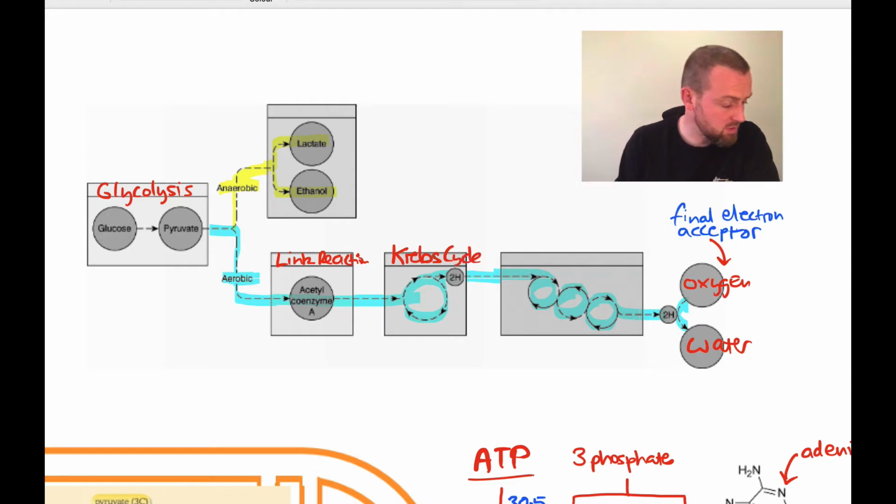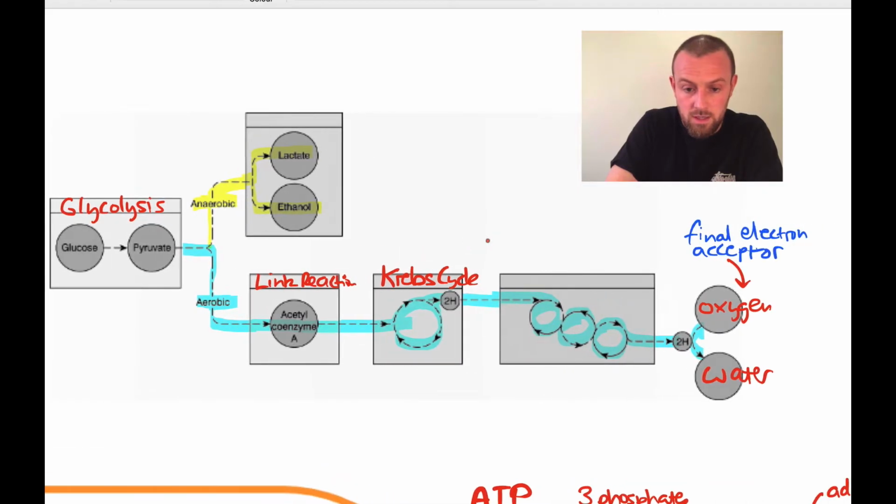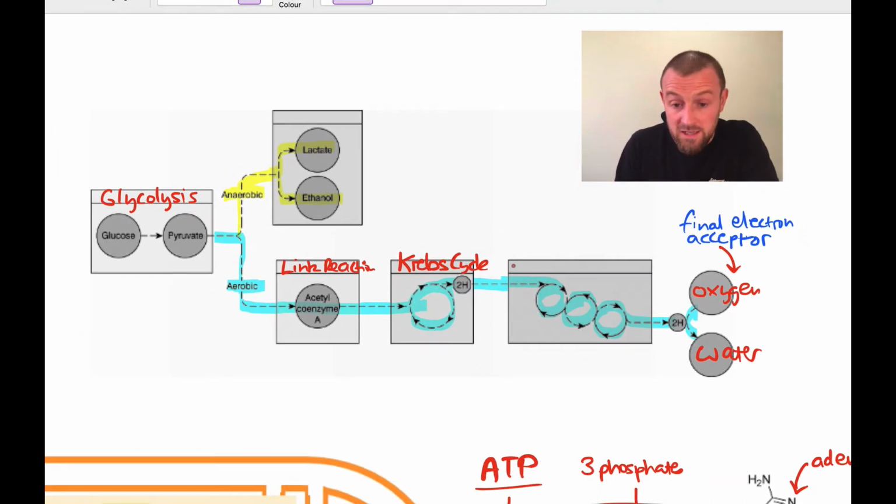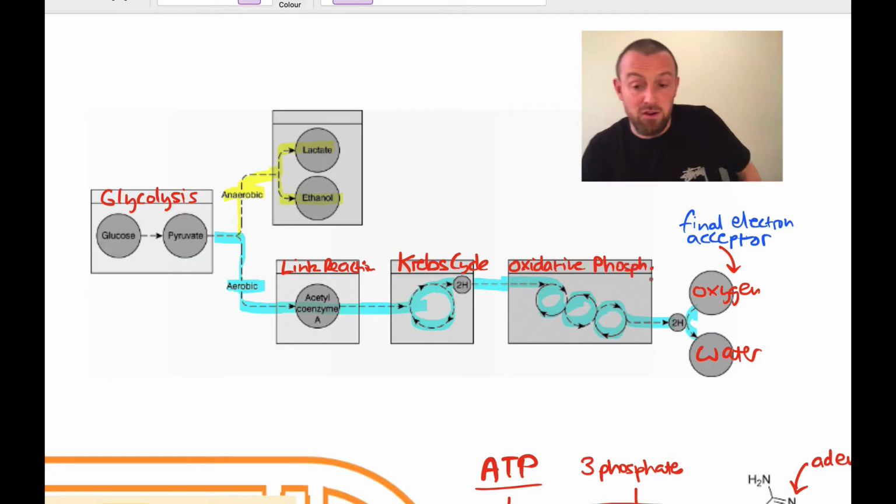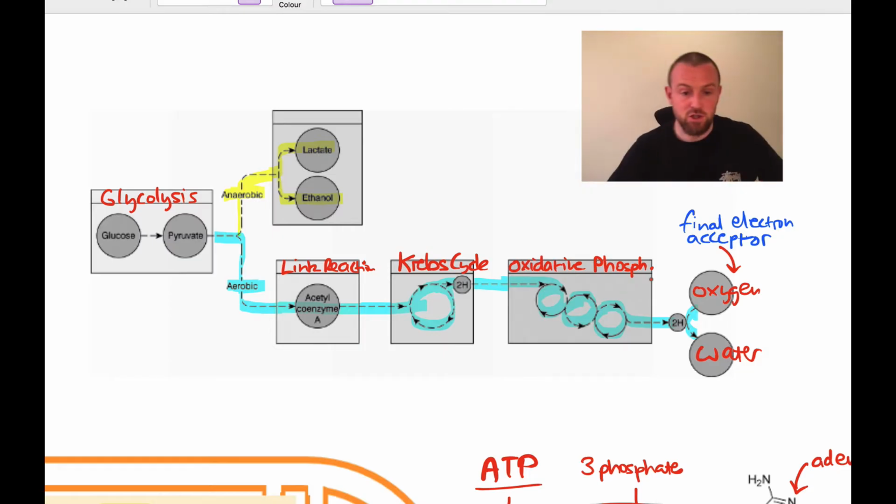Krebs cycle here. Perhaps you can be a bit neater than I am being. Actually, let me just zoom in even a bit more. I can get a bit tinier. And then finally, this stage here is called oxidative phosphorylation. I'll just leave it as oxidative phosp for short, but it's oxidative phosphorylation.